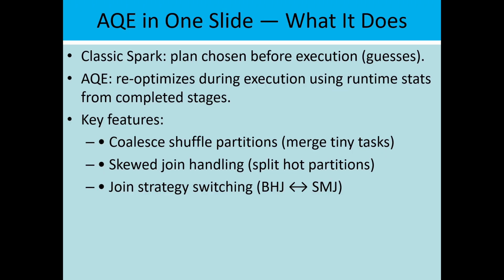So AQE. Classic Spark: plan chosen before execution. So what does classic Spark do? It chooses the plan before execution. AQE re-optimizes during execution using runtime stats from completed stages. Key features: coalesce shuffle partitions, skewed join handling, and join strategy switching. We'll discuss this.